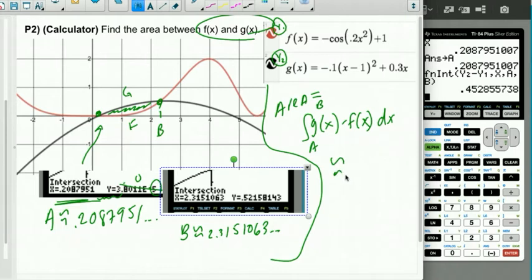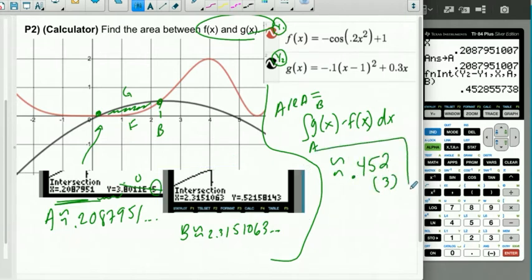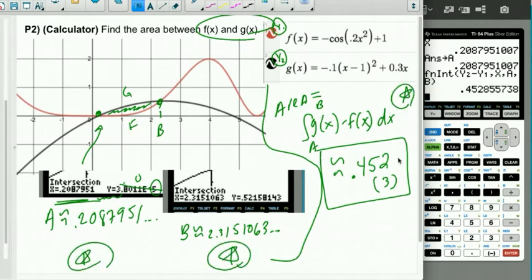So my answer is approximately 0.452 or 3, depending on if you round or truncate. So again, the AP needs to see these values. It needs to see this integrand, which is not in calculator notation. It needs to see this answer. All right, cool. All right, moving on.